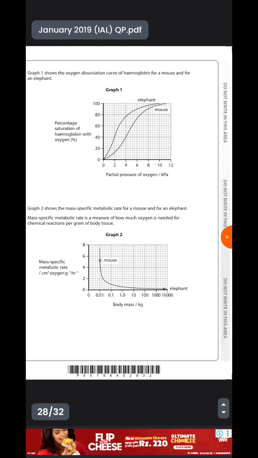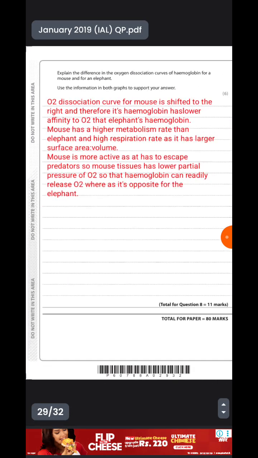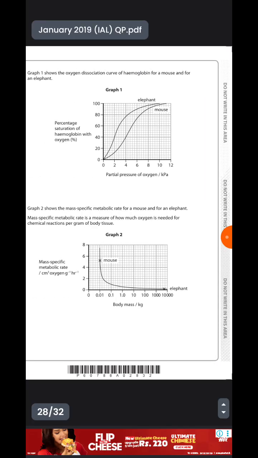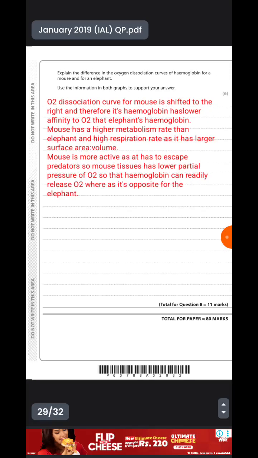This is a mouse-specific metabolic rate higher than the elephant, and a high respiration rate as it has a large surface area to volume ratio. Therefore, it has a high metabolic rate because it is really small compared to the elephant. So it has its tissues almost near, but the elephant is big. So because of that, the tissues are far away. Therefore, the rate is slow compared to the mouse.